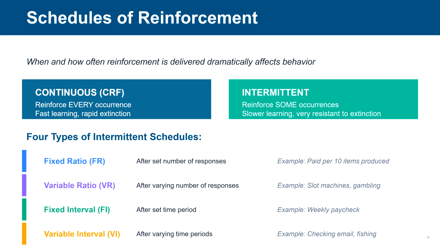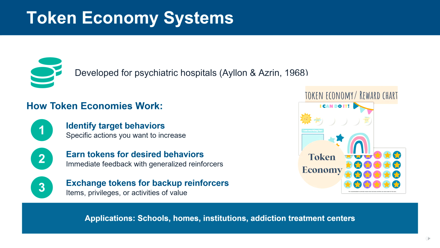Variable interval means reinforcement after varying periods of time, like checking emails. You don't know when a new message will arrive, so you check periodically. Understanding these schedules is crucial for designing effective interventions. Token economy systems are one of the most successful applications of operant conditioning.